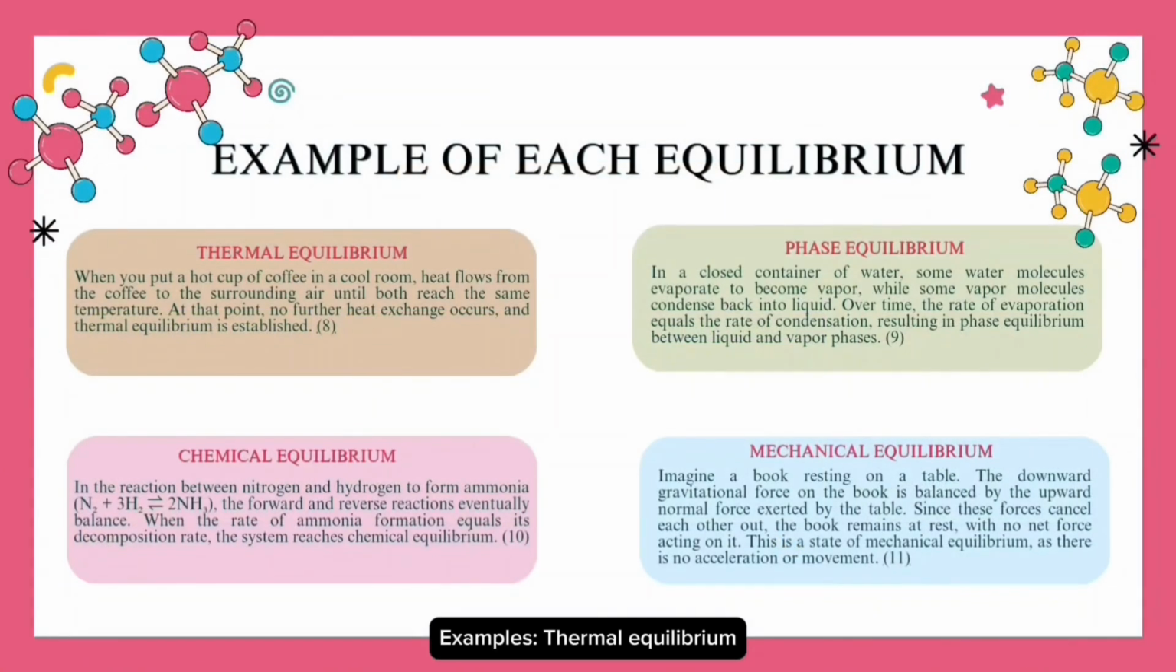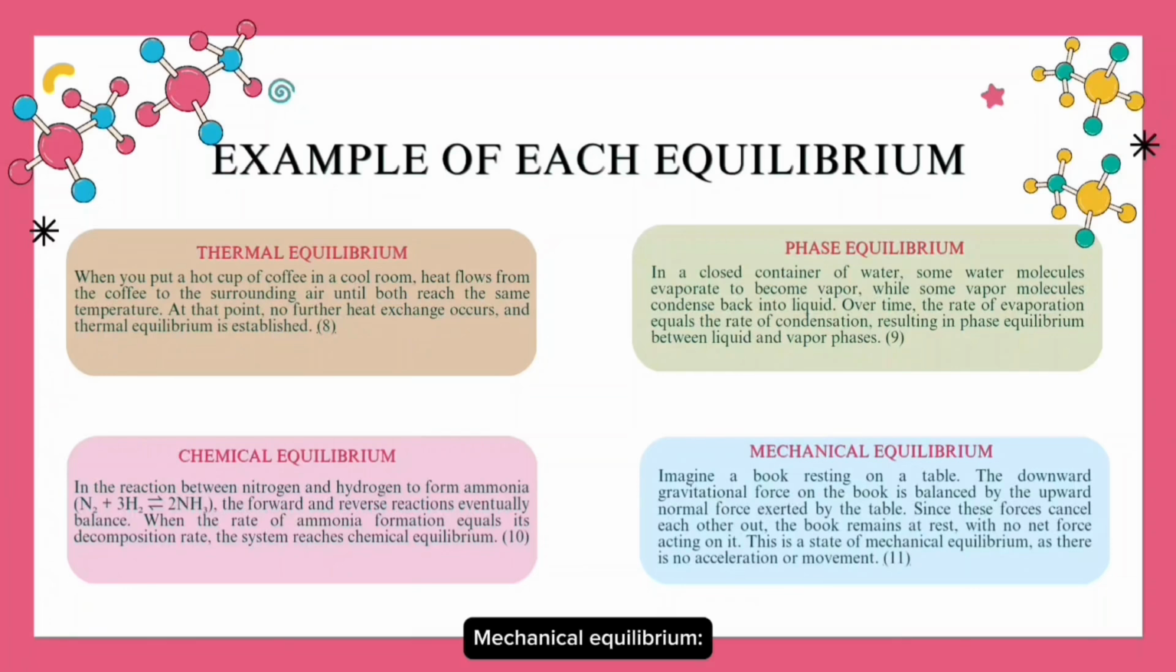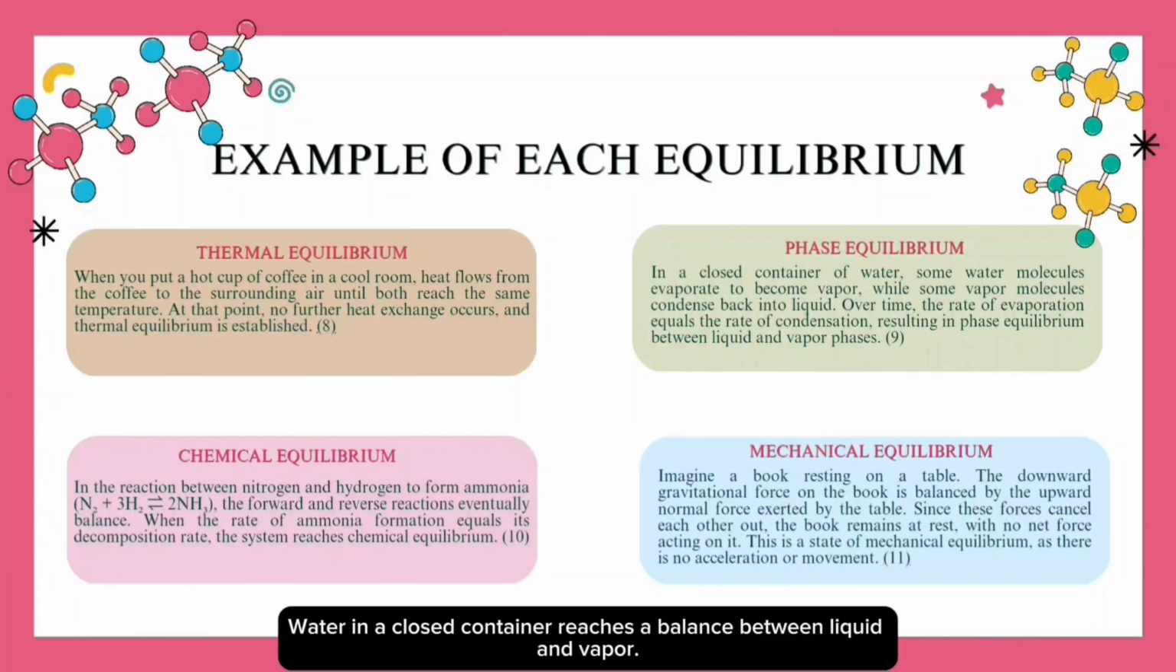Examples: thermal equilibrium. A hot cup of coffee cools to room temperature over time. Chemical equilibrium. In the synthesis of ammonia, the reaction stabilizes when production equals decomposition rates. Mechanical equilibrium. A book on a table stays at rest due to balanced forces. Phase equilibrium. Water, in a closed container, reaches a balance between liquid and vapor.